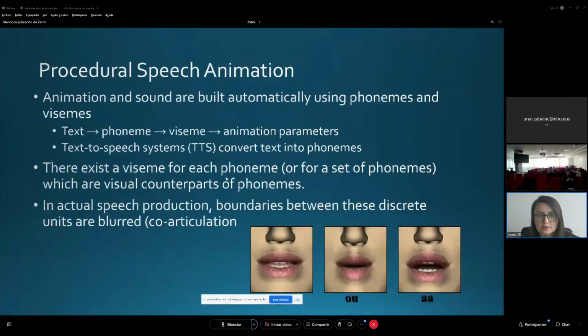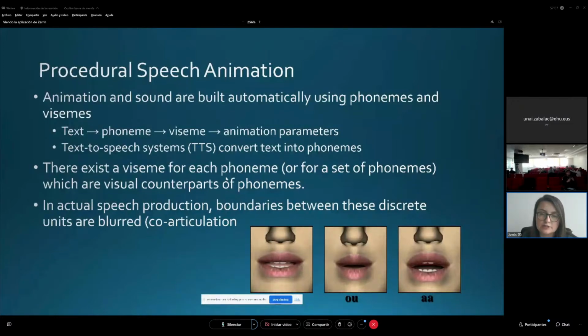Traditionally, facial animation is done procedurally. So let's say you have a text or audio, you analyze the phonemes. Phonemes are the building blocks of audio or text. For each phoneme, there's a corresponding viseme, which is the visual counterpart of a phoneme. And these high-level viseme definitions are converted into animation parameters. For example, it can be the MPEG-4 animation parameters or facial action coding units or blend shapes, etc. You can, for example, analyze the text and find the building blocks using a text-to-speech system, and then you can convert it to phonemes. There exists a viseme for each phoneme or a set of phonemes.